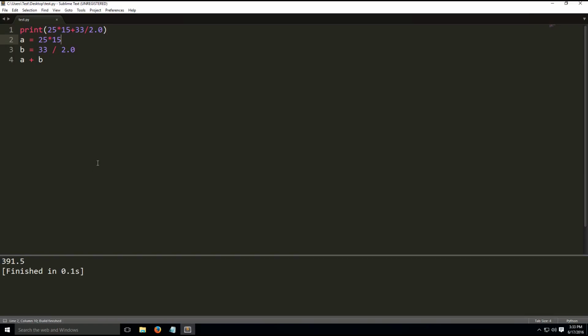Let's build that. As you can see, it did 25 times 15, 33 divided by 2.0, and yielded a real number. Then we're also going to demonstrate this precedence with A equals this expression, B equals that expression, and A plus B. So let's do that, A plus B.